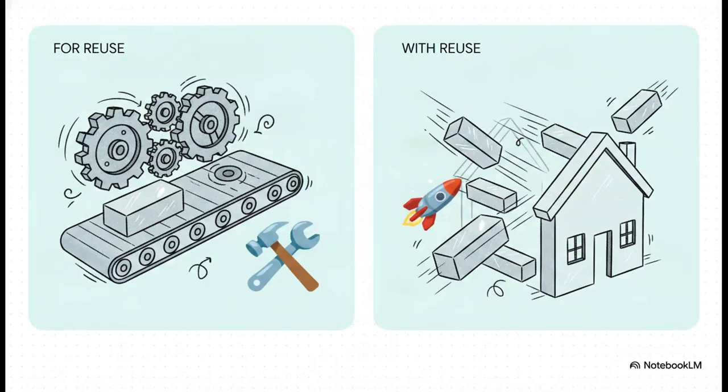And guys, this is a massive exam topic. You have to be able to contrast these two processes. Development for reuse is the expensive, time-intensive process of creating generic, robust parts for a wide audience. Development with reuse is the fast, consumer-driven process of taking those existing parts and snapping them together. One is manufacturing the bricks, the other is building the house.